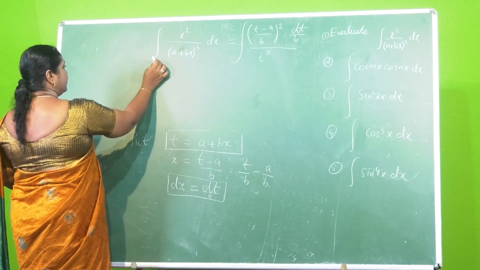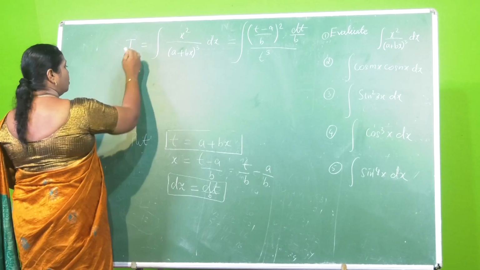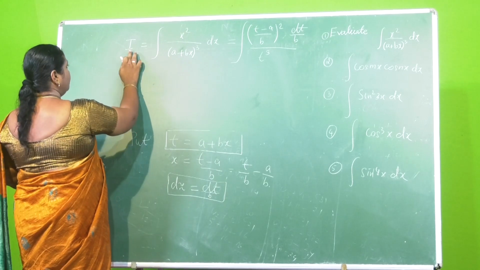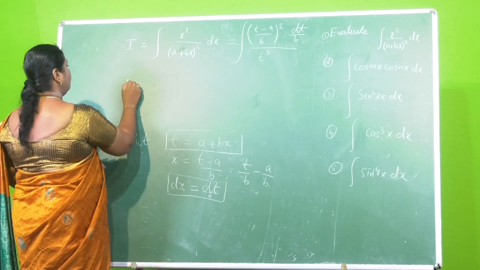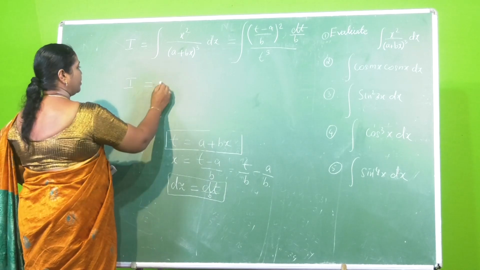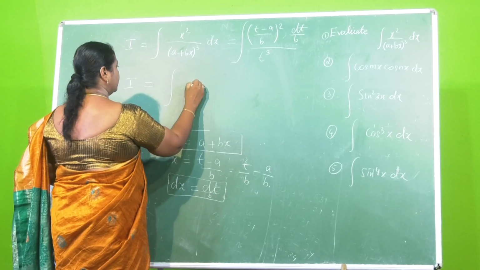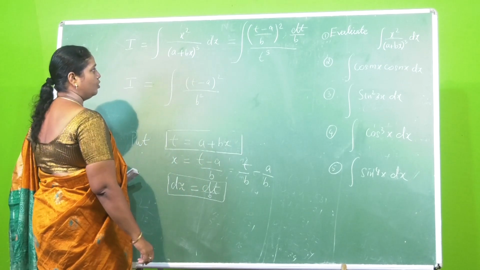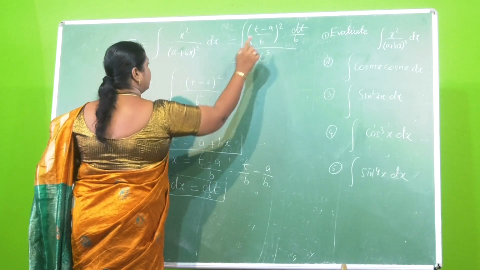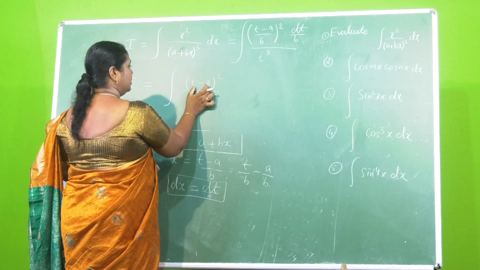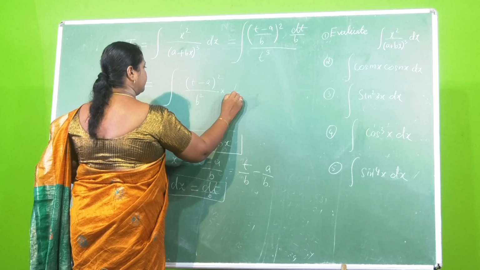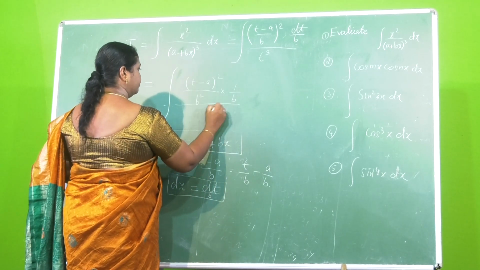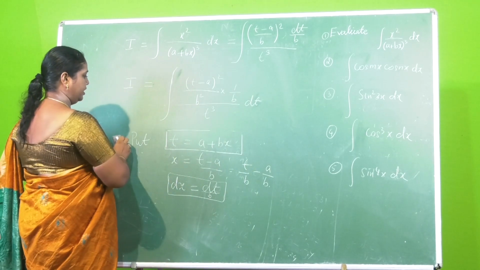Okay, you have to be careful while substituting, replacing every term. Now let us give some name to this integral, that is I, so that there is no need to repeat the integral every time. So now the integral is replaced by the symbol I. So now I is equal to what? I is nothing but the integral, the numerator is (t minus a) the whole square by b square, into, again there is one b, that is 1 by b, and the denominator will be t cube, into dt.